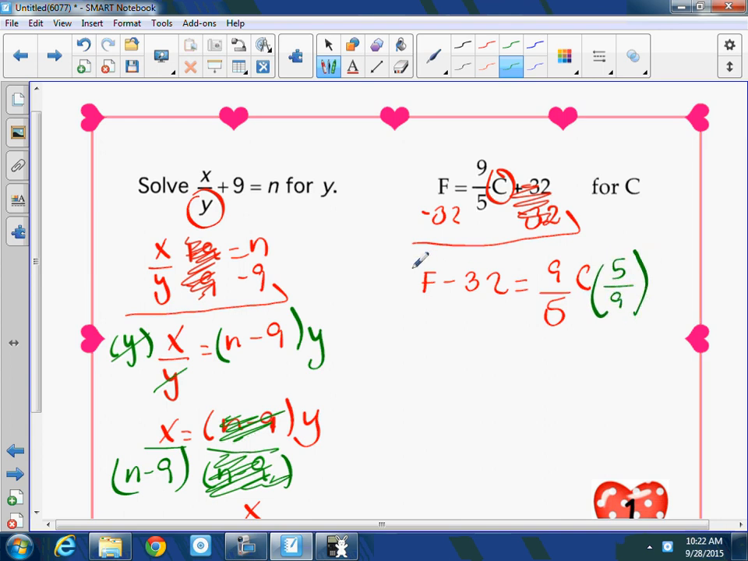If I do it on this side, I have to do it on the other side. That cancels that, and that cancels that. So I get that C equals 5/9 (F minus 32). And that's it. You can leave it like that.